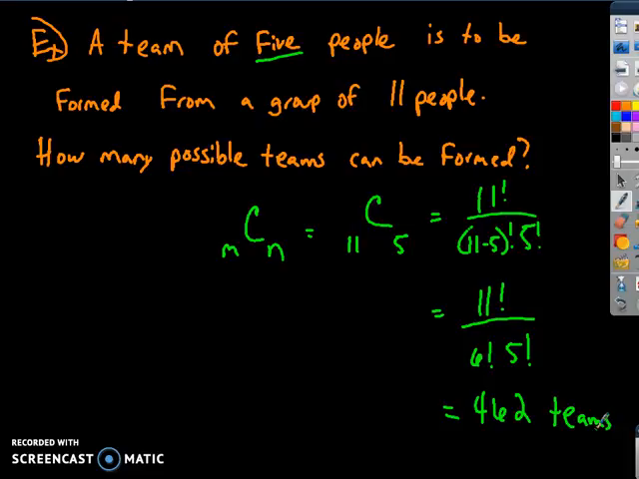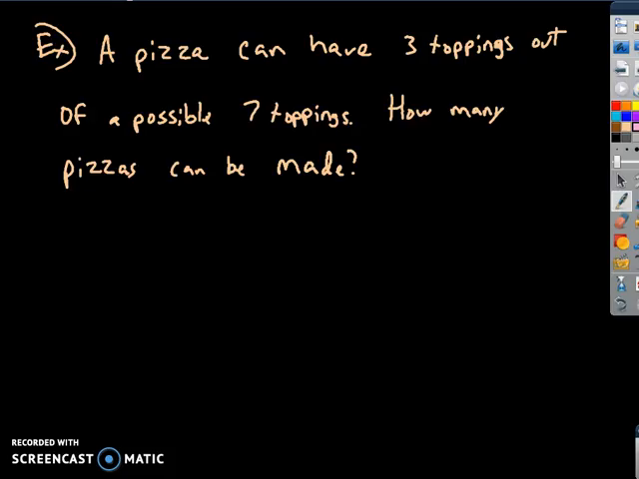Okay. Got a new example. Moving on. A pizza can have 3 toppings out of a possible 7 toppings. How many pizzas can be made? Does order matter? Does it matter when you put on the pepperonis, bacon, or whatever the topping may be? It doesn't really matter the order you put it on. It's still going to be the same pizza. So in this case, order doesn't matter, so it's a combination.